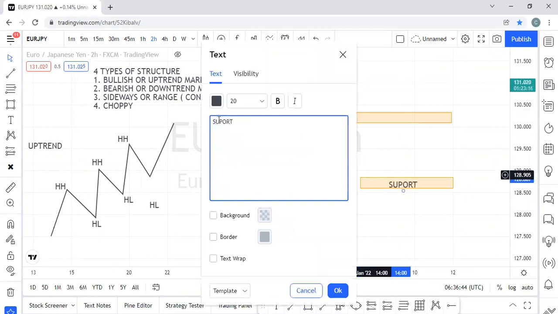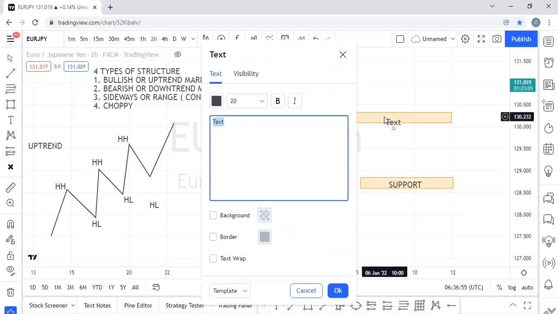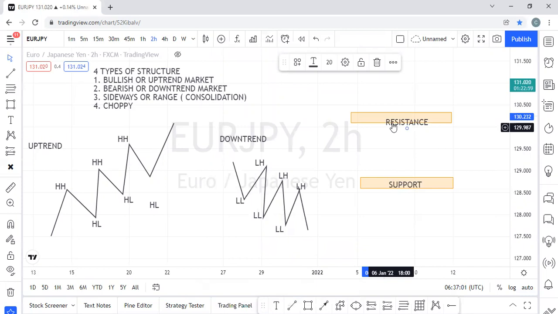So we call this a support, like the ground you are standing on is supporting you. That is your support because it's below, and then the upper one is what we call a resistance. Resistance is like the ceiling in your house. It's a resistance from going upwards. If you throw a ball, it looks this way.